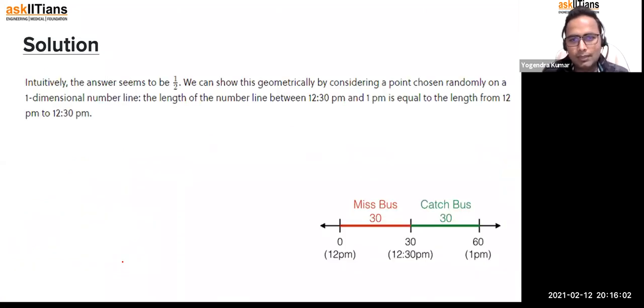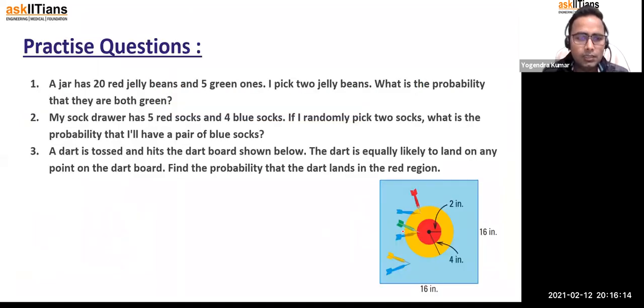Yes, that is what it is. This is what I explained here: missing the bus 30 or catching the bus 30. You can interchange catching the bus and missing the bus. Okay, let's do this question. There are more questions on geometrical probability. I showed you one of the examples before also.